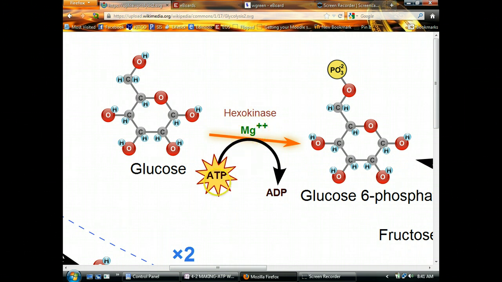But look at this picture right here. I've got ATP going to ADP, right? Okay, so what do we get out of this? Now, by the way, if you look on page 79 in your book, you're going to see a simplified version of this. So page 79 in your book has a simplified version of this. But look what happens here.